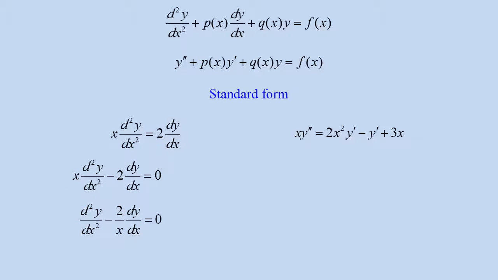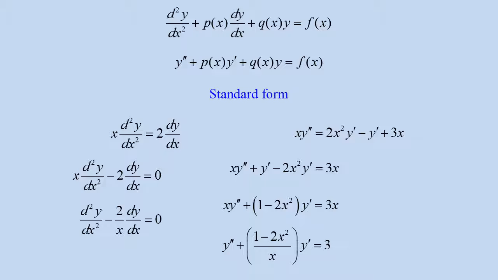On the second one, we need to move everything to the left, divide through by x, and we have our standard form. Well, divide through by x now. In standard form, the coefficient of y double prime is 1. The coefficient of y prime needs to be some function of x. There's no y, so that would be a 0. And then the constant is some function of x.